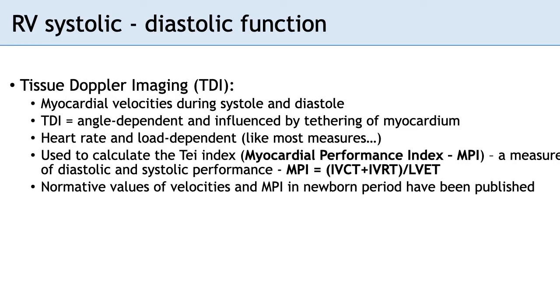When looking at performance, we can also assess systolic and diastolic function using tissue Doppler imaging, which assesses myocardial velocities during systole and diastole. Typically you put your sampling envelope just below the tricuspid valve on the free wall of the right ventricle. They're highly angle dependent, and they may be influenced by tethering of myocardium. So if you have areas of myocardium that are poorly contractile, it won't necessarily detect it if the area that you're sampling is actually contracting adequately. It is heart rate and load dependent, like most measures we use by echo.